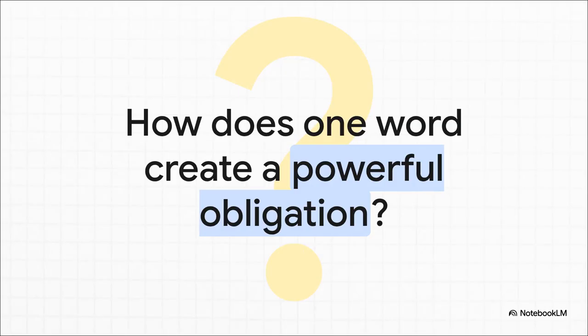And that's exactly the difference right there. The first sentence is just you stating a fact. No big deal. But the second one? By adding must, you've suddenly turned it into this powerful, non-negotiable obligation. That's the kind of power we're going to unpack today.